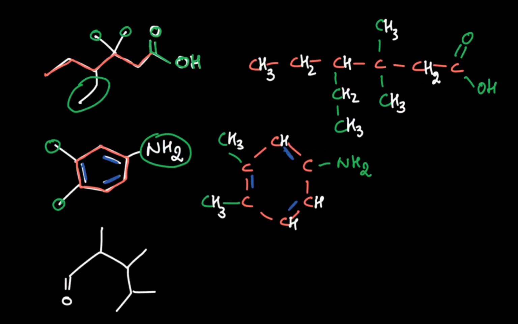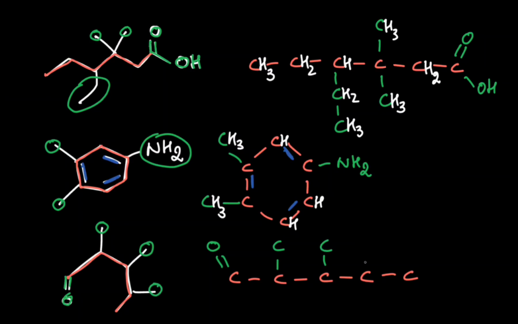In the next compound, the longest chain is 5 carbon atoms. Let's represent them as carbon-carbon bonds. On the first carbon, there is a double bond with an oxygen atom. We have 3 carbon substituents on the second, third, and fourth carbons. Lastly, we add hydrogens to complete the structure.